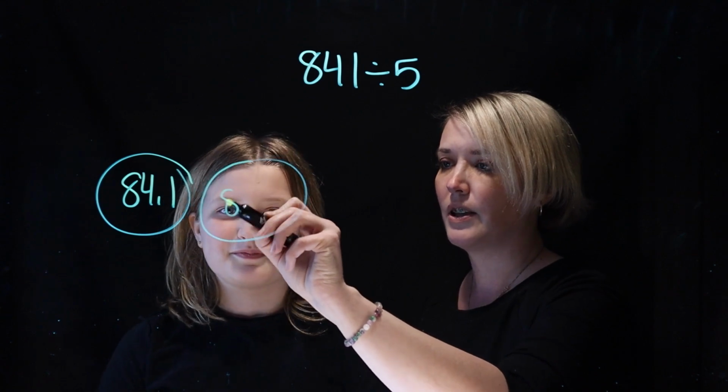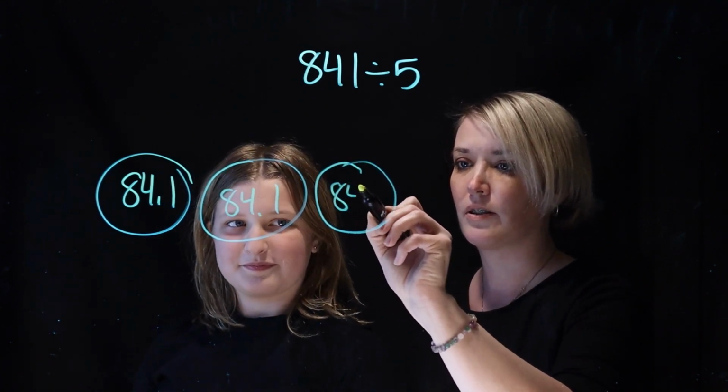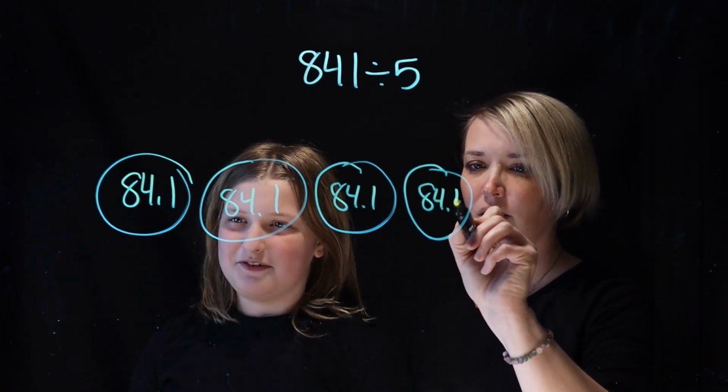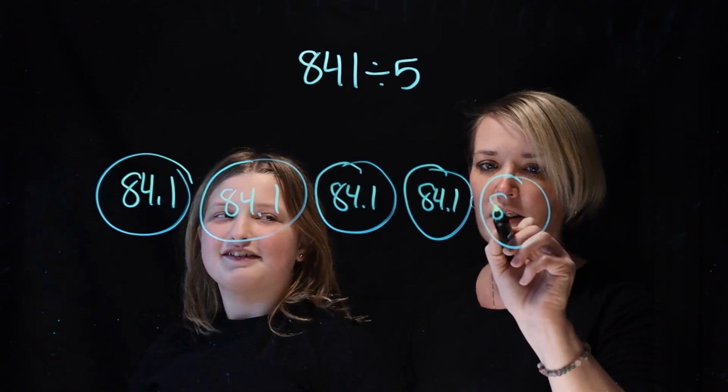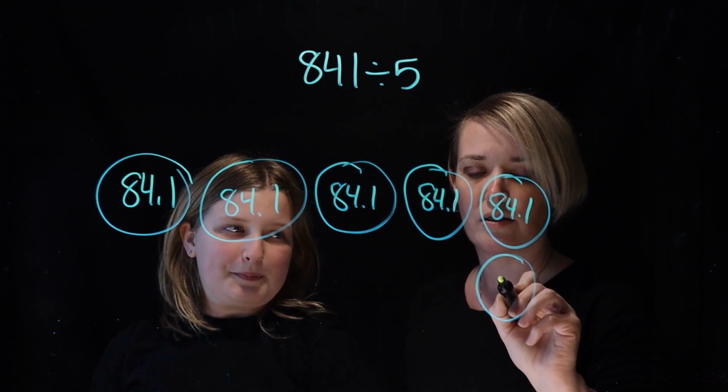2 groups, 84.1. That's a lot of 84.1s. Okay, is that 5 of them? That's 5, yeah. 1, 2, 3, 4, 5. I'll do another 5.